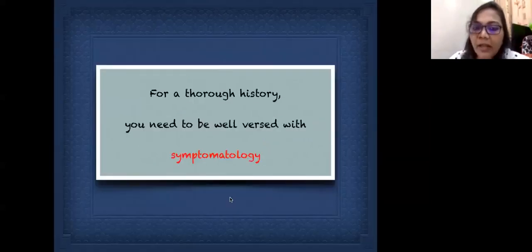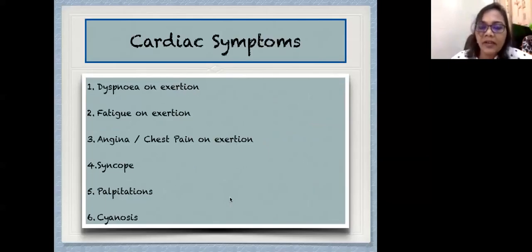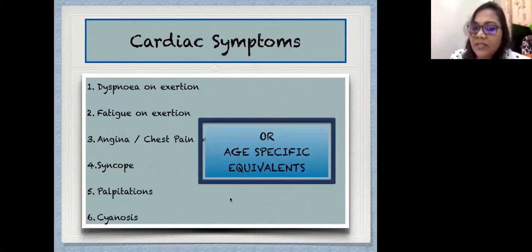And for a thorough history, you need to be well versed with symptomatology. So today's teaching is focused only on symptomatology of heart disease in children. So jumping straight into cardiac symptoms, there are 6 classic cardiac symptoms, which are dyspnea on exertion, fatigue on exertion, angina or chest pain on exertion, syncope, palpitations, and cyanosis. When we talk about symptoms in children, we should also think about their age-specific equivalents.